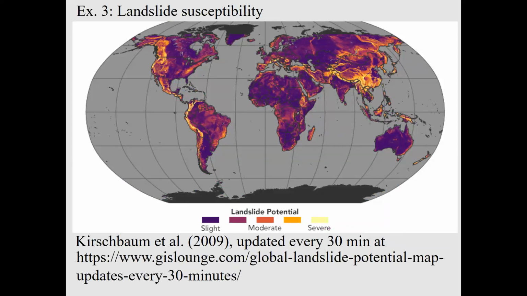Getting a little bit closer to home, I think for many of the folks in the audience, landslides are a very direct critical zone hazard that is a function of soil parameters and soil processes. This is a model based on Kirschbaum et al. 2009 that is now updated. There's a dynamic version of this particular map that's updated every 30 minutes at the website I've shown here on the slide. This is an example of a model that is used offline in conjunction with a real-time weather forecast to make assessments about landslide potential.